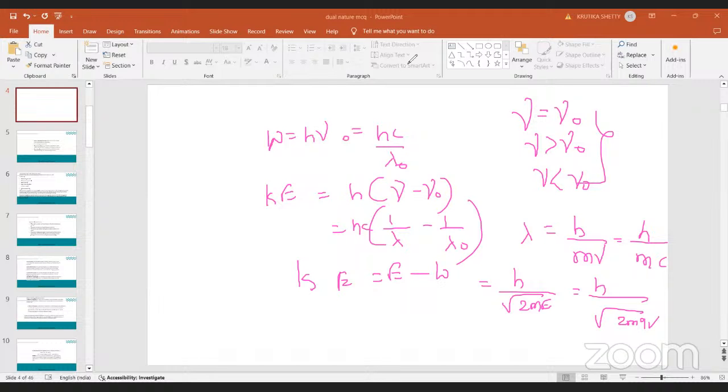Is it clear? Any doubt till now? One last point remains in the lesson. This is a small topic, the Davisson and Germer experiment. Tomorrow we will discuss the Davisson and Germer experiment along with the questions and numericals. So please recall all the formulas tomorrow. We will continue. Okay, students. Thank you.